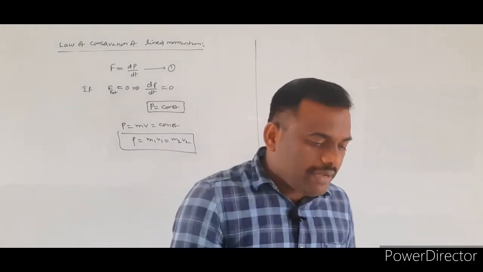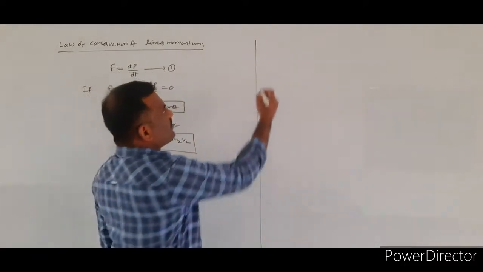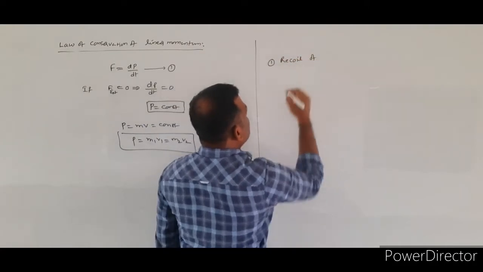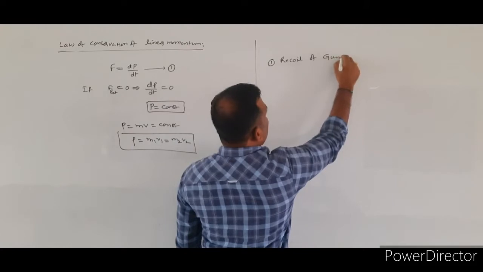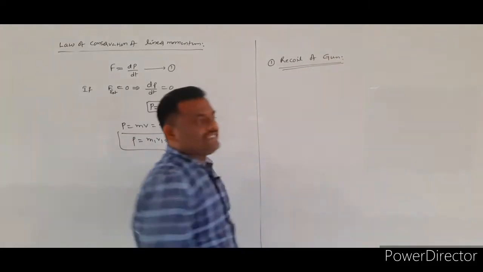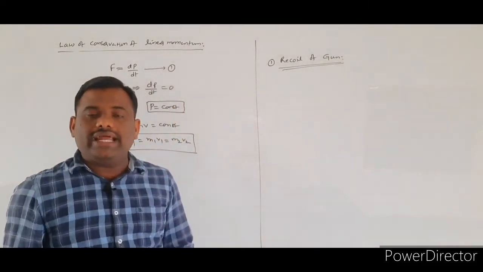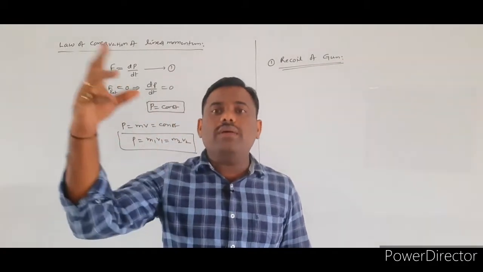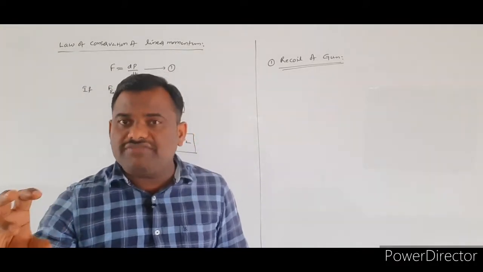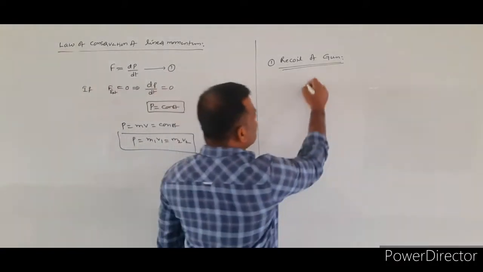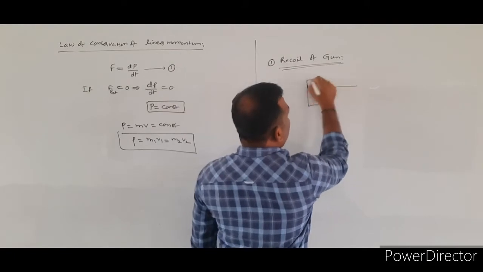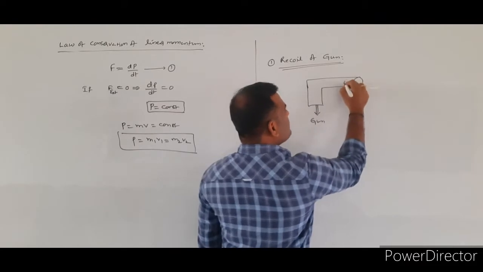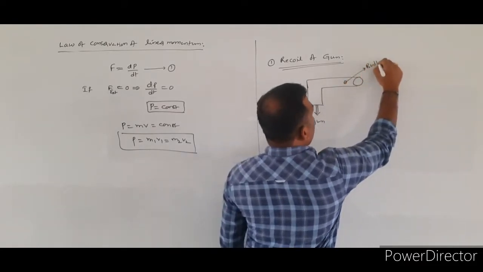The first application is the recoil of a gun. Here, in general, we consider a gun-bullet system. A system means it includes two or more masses or two or more particles. So, what system do I consider here? I consider a gun-bullet system, which indicates the gun, and inside the gun I assume that one bullet is there.